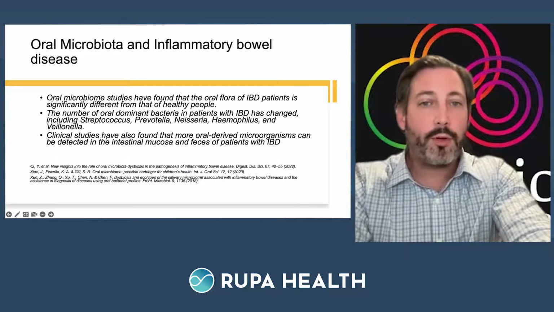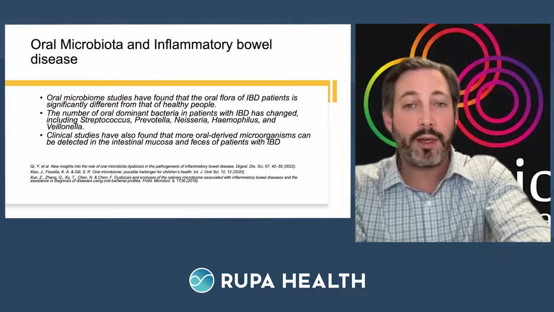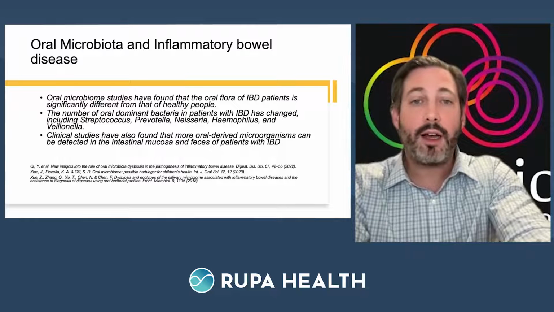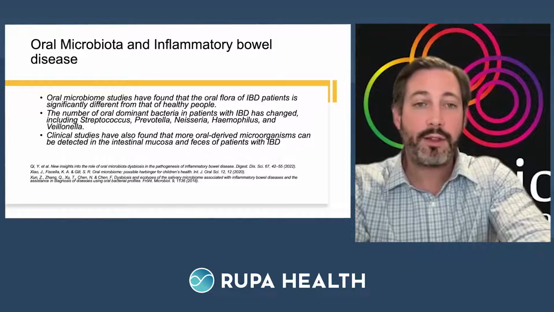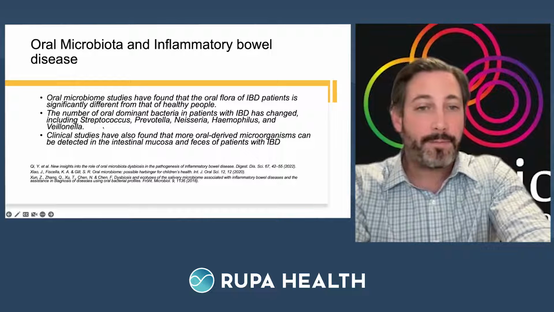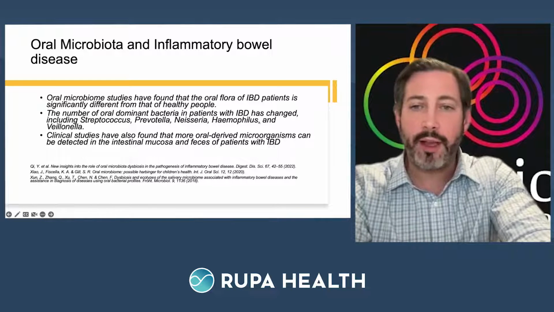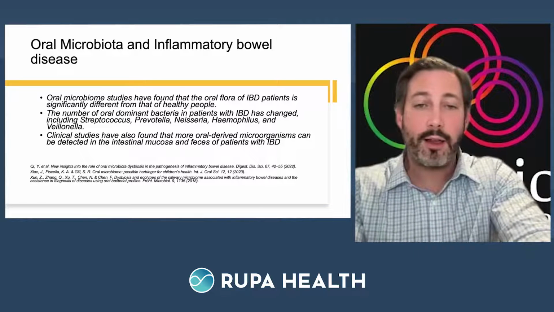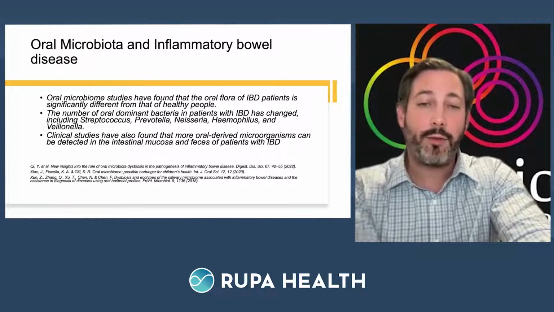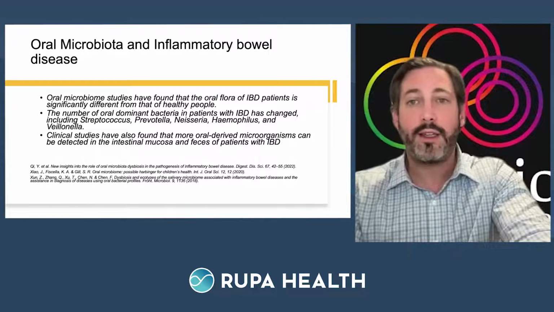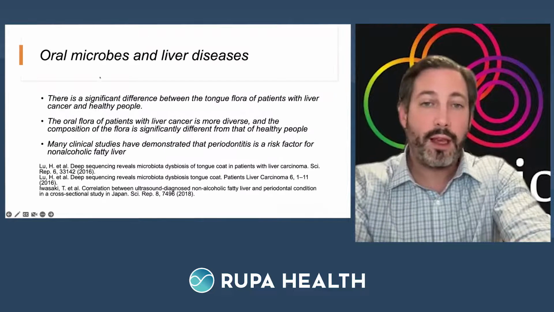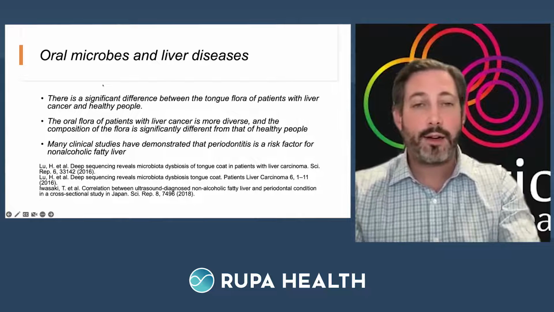So we know that people with IBD actually have a different flora, and this is significant, the changes from healthy people, and that we have certain groups, including Streptococcus, Prevotella, Neisseria, Haemophilus, and Veillonella, already there in that person that was analyzed. And when those are more prevalent, more abundant, we can see changes also in the inflammatory status of the gut, leading to IBD. Now, the liver and the gut are incredibly connected.